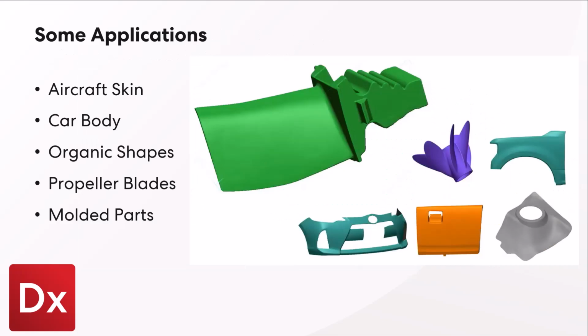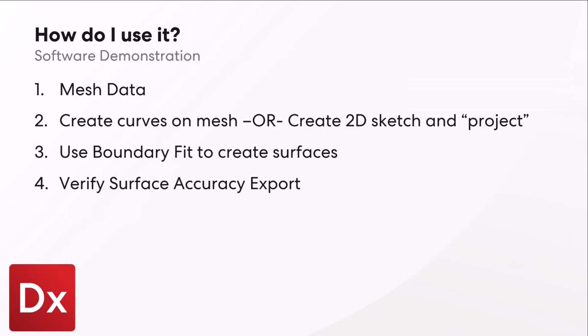Boundary fit surfacing command can be used in various situations where a pure parametric approach would be too time-consuming or just impractical. The most common applications are aircraft skins, car bodies, generally organic shapes, various kinds of blades, as well as molded parts. In today's demonstration, I will show how to create or extract curves from a mesh, or alternatively how to project a fully constrained 2D sketch onto the mesh, how to use the boundary fit command to create the surfaces, and how to use the accuracy analyzer functions to evaluate the quality of the surfaces to ensure they are ready for exporting.